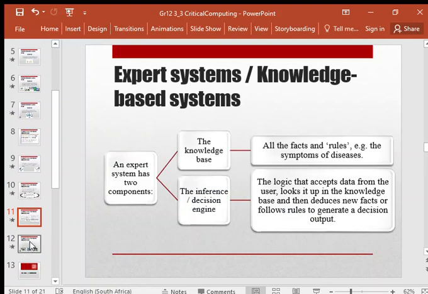Your next one is an overview of expert systems. Remember, the expert system has the knowledge base, therefore it's also called a knowledge-based system. It has a knowledge base and it has a decision engine. Now the knowledge base is all the facts and rules, for example, symptoms of diseases, and the decision engine is a logic that accepts the data and deduces the output. It looks up the knowledge base and then deduces new facts or rules to generate a decision output.